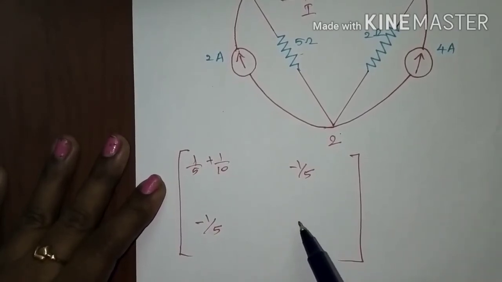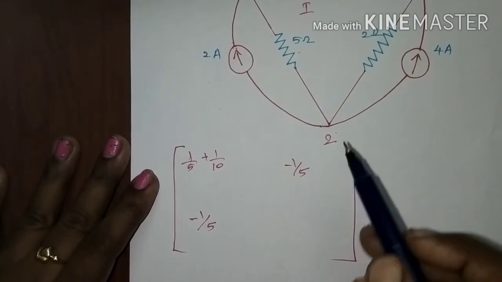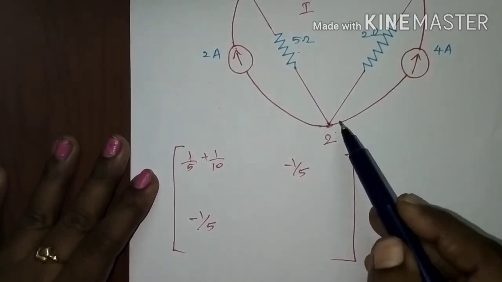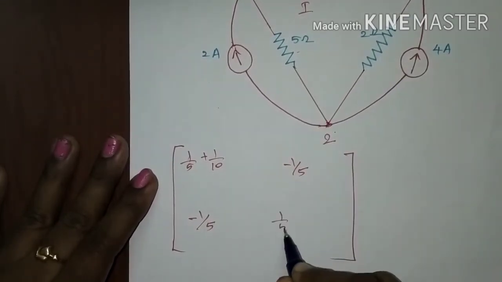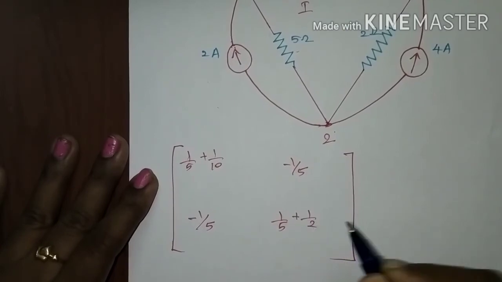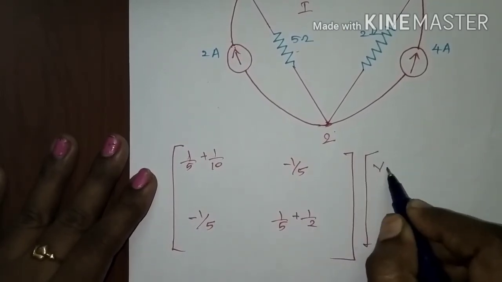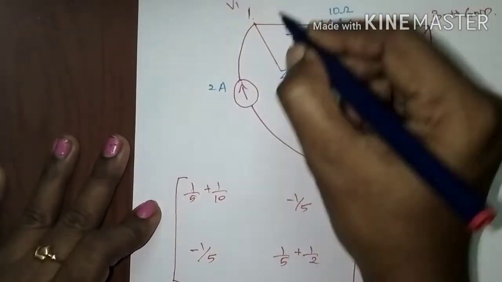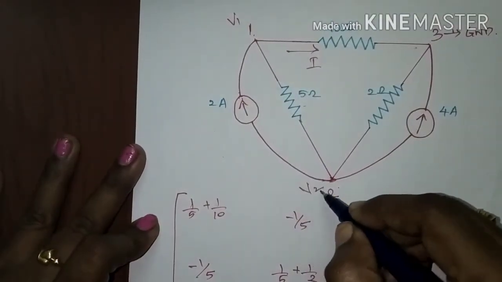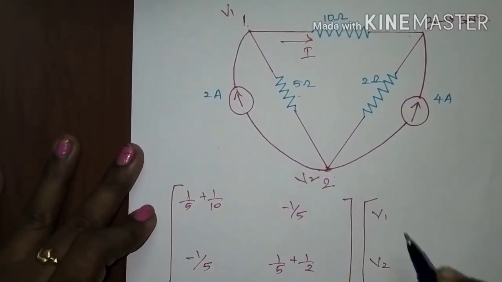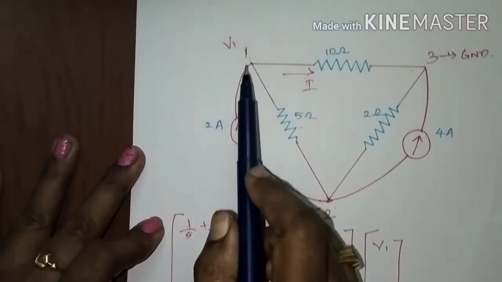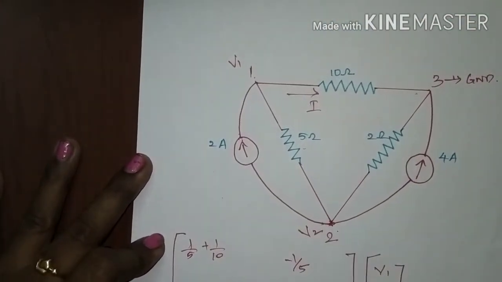And the last element is the self element connected to the second node. The second node's self elements are 5 and 2, so 1 by 5 plus 1 by 2, which is equal to the voltage vector. The voltage at the first node is V1 and the voltage at the second node is V2.